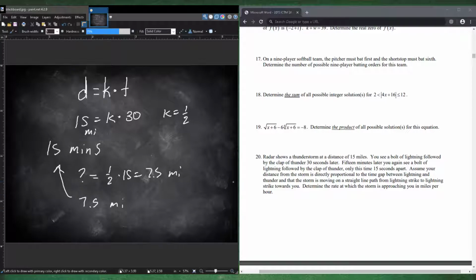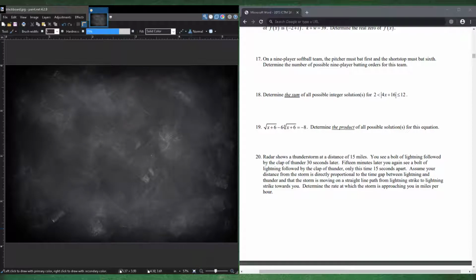So determine the rate at which the storm is approaching you. It traveled 7.5 miles in 15 minutes, which is 1/4 of an hour. So 7.5 times 4, that's 28 plus 2, which is 30. So it's traveling towards you at 30 miles per hour. So that's your answer for 20.